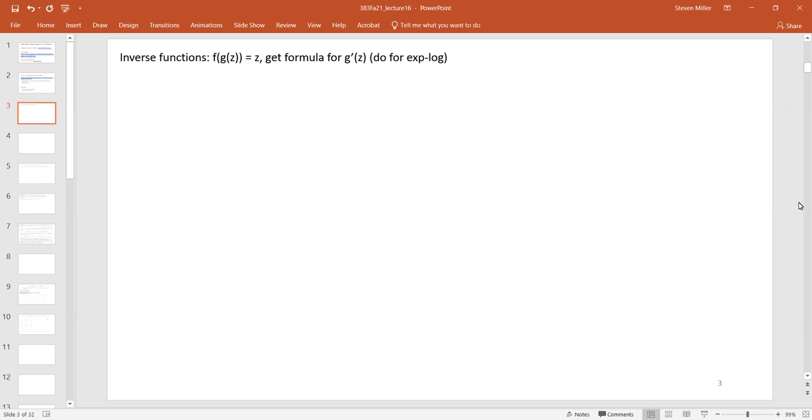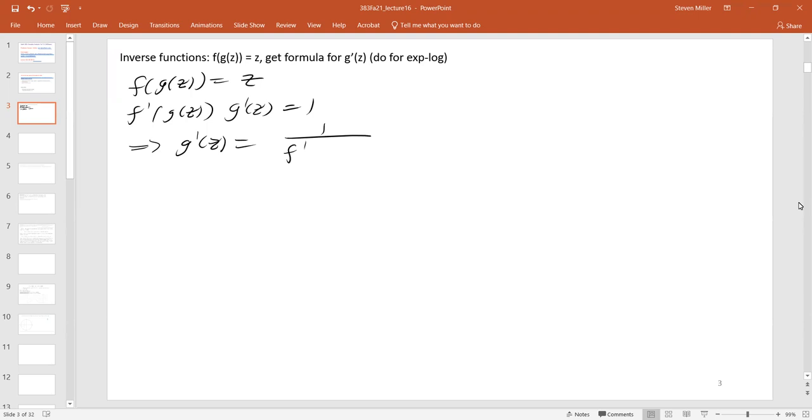So one of the beautiful things about having inverse functions is you can find the derivative for one if you know the other. So if we have f of g of z equals z, then by the chain rule, f prime of g of z times g prime of z is 1, derivative of z is easy to get. Therefore, g prime of z is 1 over f prime g of z. So if I know the derivative of f, I now get for free the derivative of g.